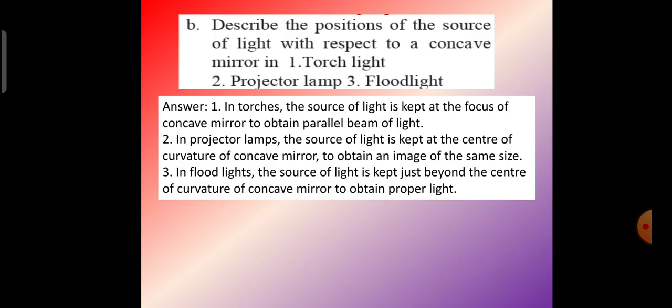Describe the position of the source of light with respect to a concave mirror in torch light. In torches, the source of light is kept at the focus of the concave mirror to obtain a parallel beam of light. In projector lamps, the source of light is kept at the center of curvature of the concave mirror to obtain an image of the same size. And in floodlights, the source of light is kept just beyond the center of curvature of the concave mirror to obtain proper light.